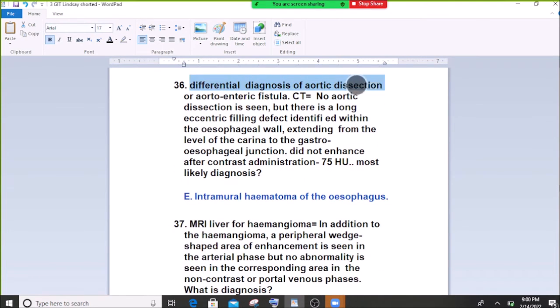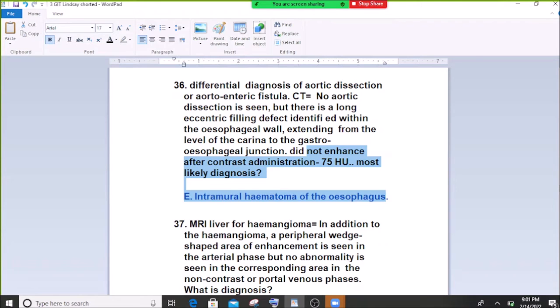Question 36. Differential diagnosis of aortic dissection or aortoenteric fistula. CT shows no aortic dissection, but there is a long eccentric filling defect identified within the esophageal wall, extending from a level cranial to the gastroesophageal junction. It did not enhance after contrast administration, 75 HU. Most likely diagnosis: intramural hematoma of the esophagus.